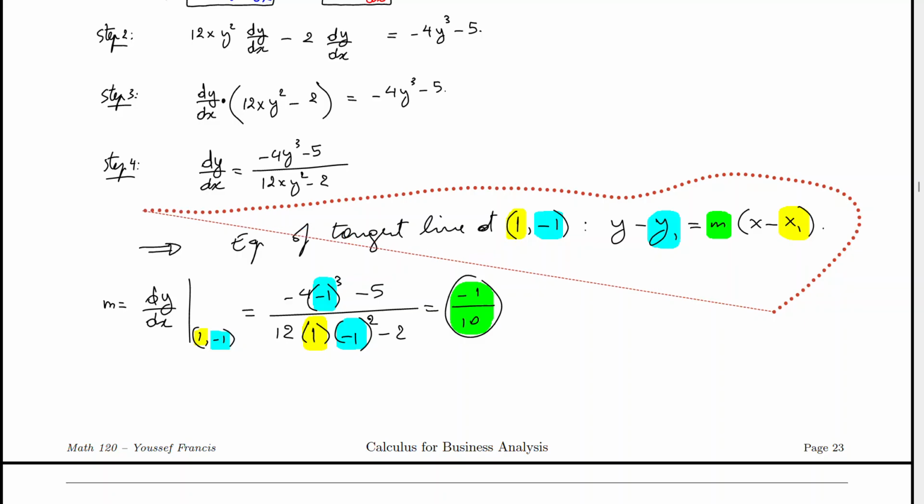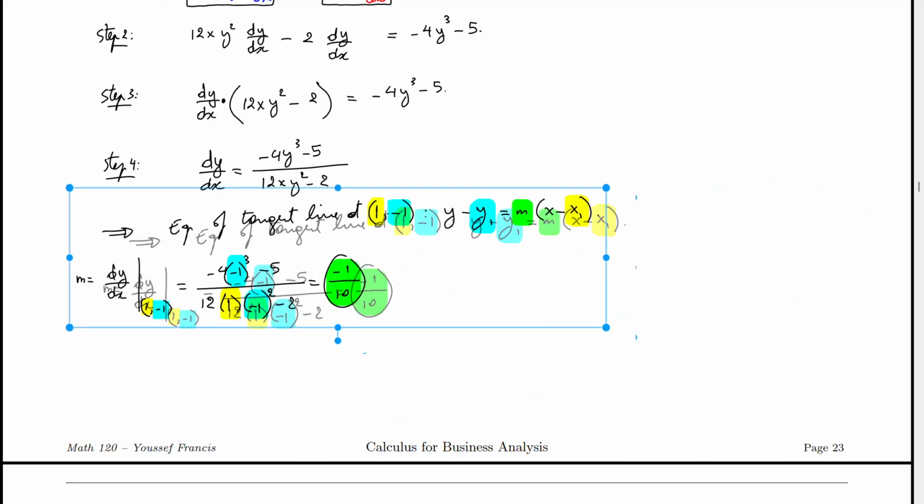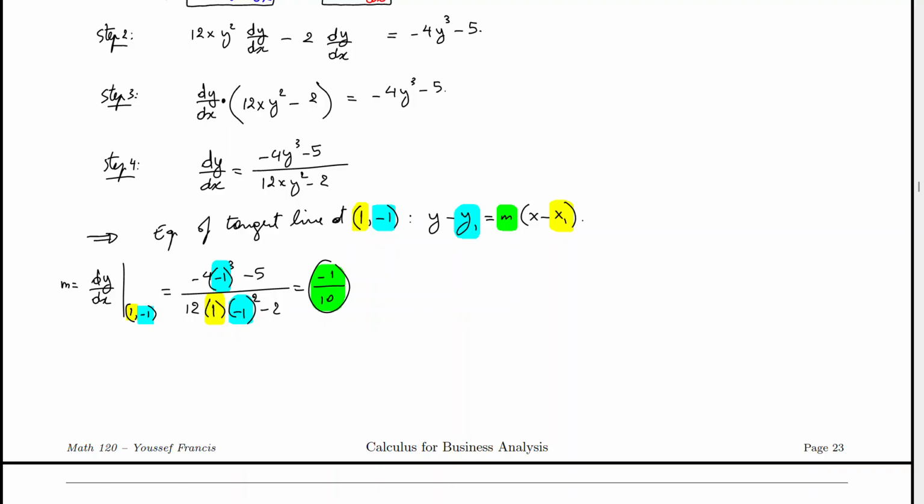Let me make all of this smaller so that we can fit the rest of the problem. And the last thing we want to do is put all the numbers back into the equation. So this equation becomes y minus the y1, that's a negative 1, equal to m, which is negative 1/10, and x minus x1, which is the value 1.